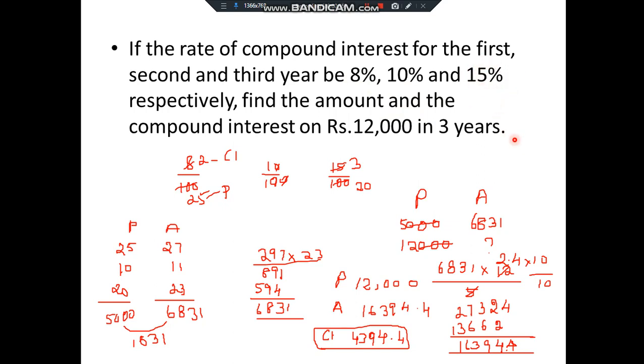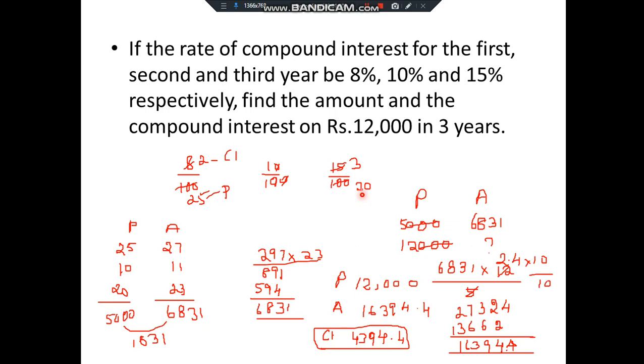Here I have chosen the fraction method. I'll tell you how to solve it. First convert all the percentages into fractions. So 8% is 8 by 100, which on simplification you get as 2 by 25. 10% is 10 by 100, which is nothing but 1 by 10, and 15% is 15 by 100, which on simplification you get as 3 by 20.